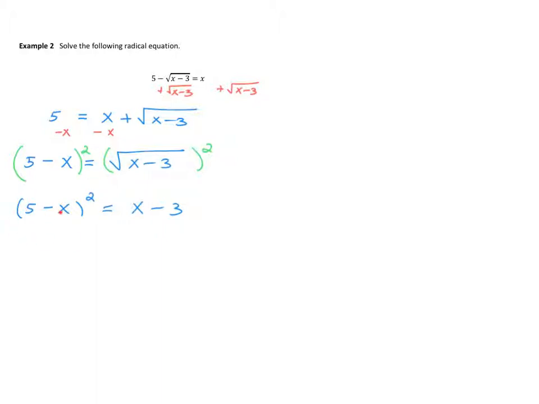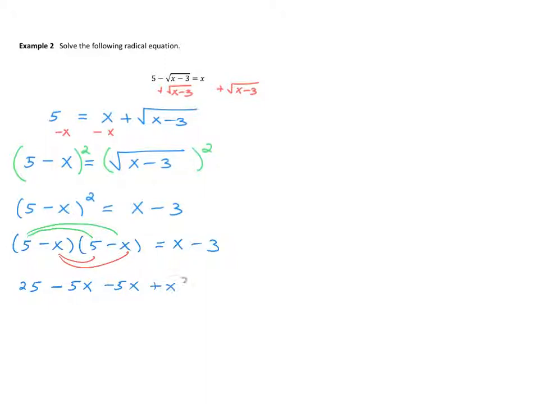Okay, so let's see. What is 5 minus x squared? Well, that's 5 minus x times 5 minus x. That still is equal to x minus 3. I have to be careful to use the distributive property here, where I multiply in the 5, as well as the negative x. 5 times 5 is 25. 5 times negative x is negative 5x. Negative x times 5 is also negative 5x, but negative x times negative x is positive x squared.